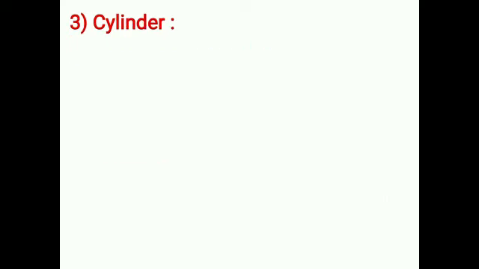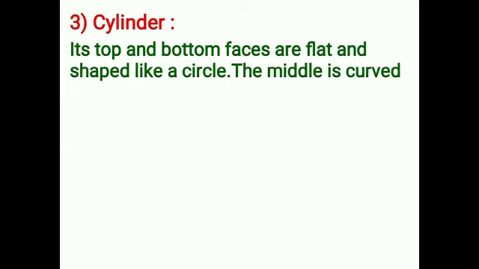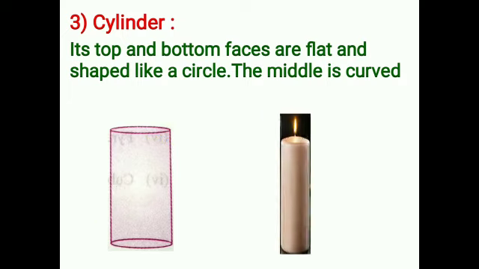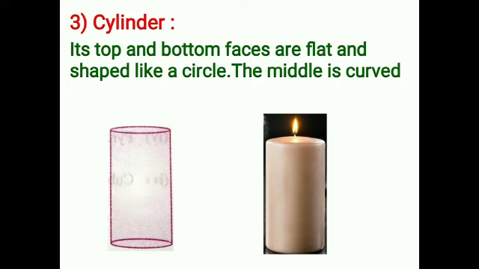Now the next one is the cylinder. A cylinder's top and bottom faces are flat and shaped like a circle, and the middle is curved. See here, these two faces, top and bottom, are flat, and the shape of the top and bottom is a circle. The middle part is curved, then it is called a cylinder. This is the diagram for the cylinder, and in real life a candle is an example of a cylinder.